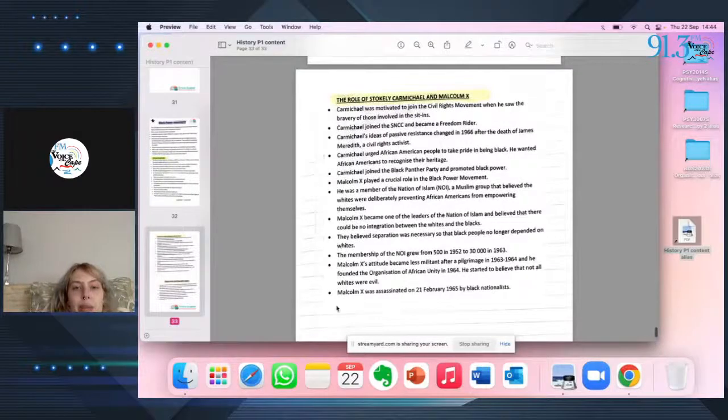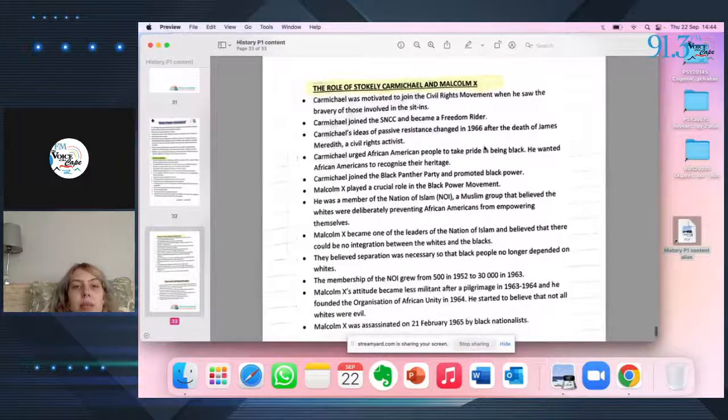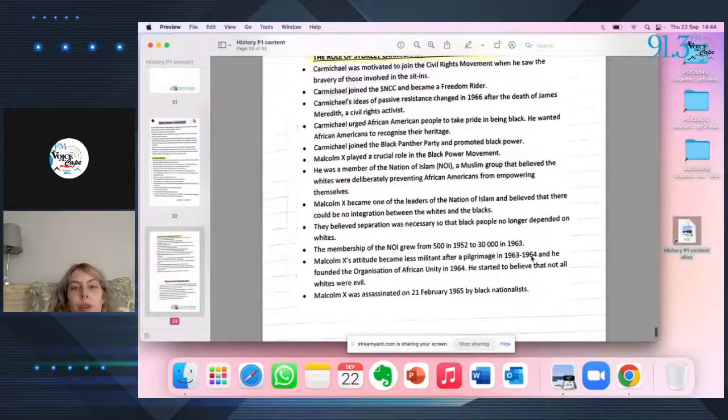And then the two major players of the Black Power movement, Stokely Carmichael and Malcolm X. So Carmichael was motivated to join the civil rights movement when he saw the bravery of those involved in the sit-ins. Carmichael joined the SNCC and became a freedom rider. Carmichael's ideas of passive resistance changed in 1966 after the shooting of James Meredith, a civil rights activist.